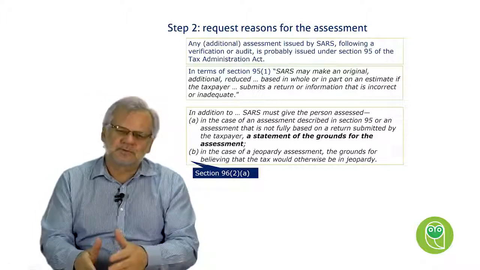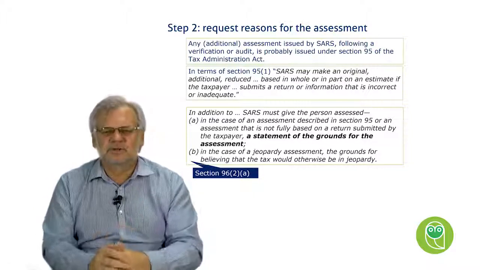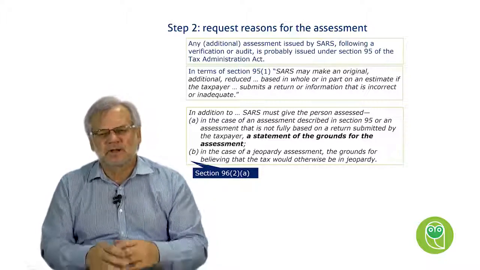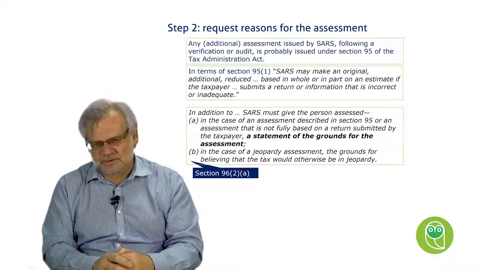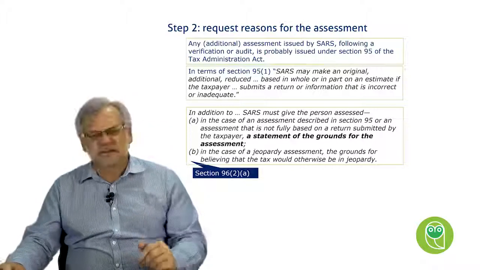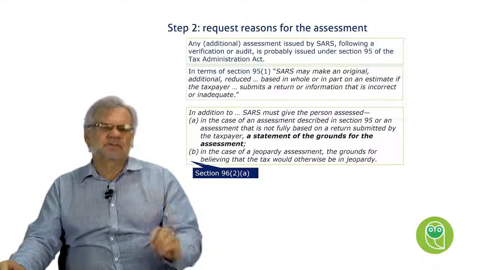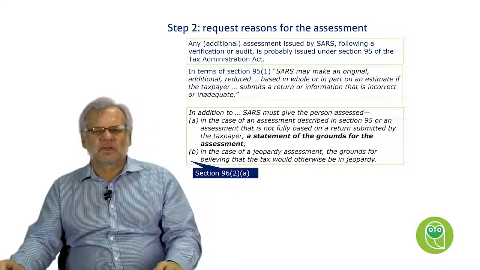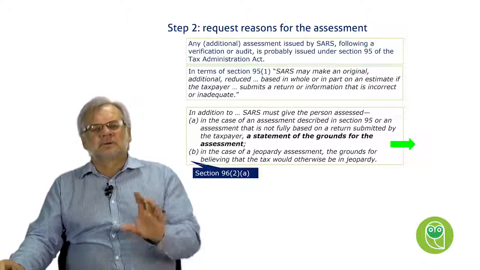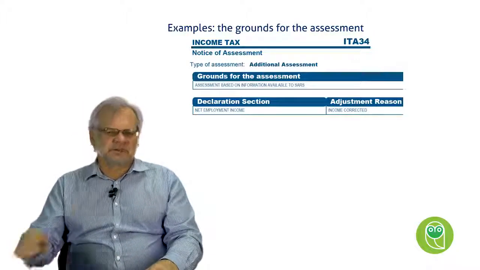In our letter of audit finding, we refer to that as proposed grounds for the assessment. Remember the SARS letter of audit finding in part 1 that we dealt with. We need a statement of the ground for the assessment. If it's a jeopardy assessment, of course, why they think the tax is in jeopardy, but we're not dealing with that. So for us, section 96(2)(a) is the important part. Okay, so let's just look at some of the examples of grounds on an assessment.